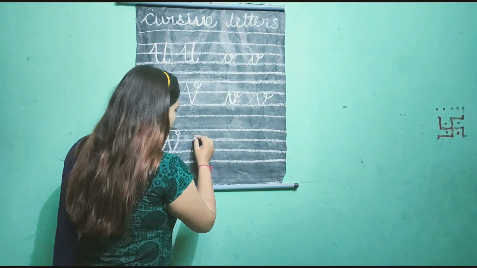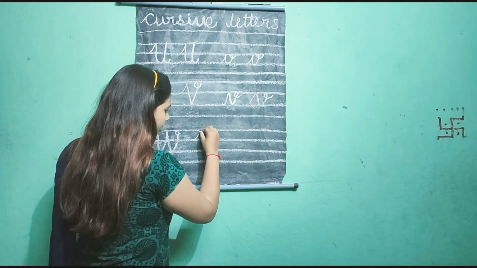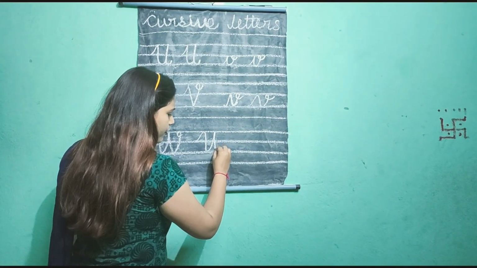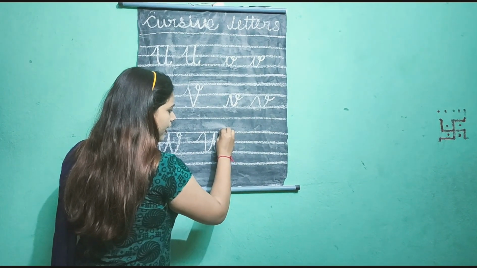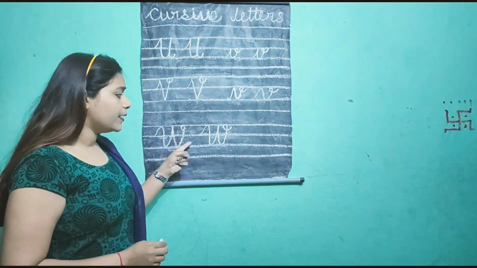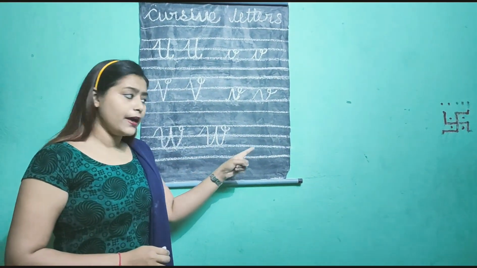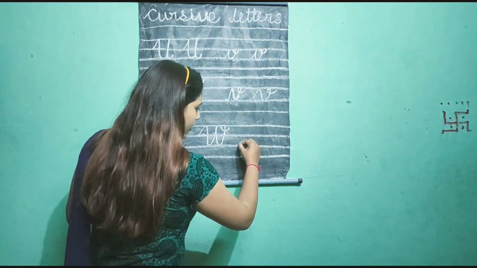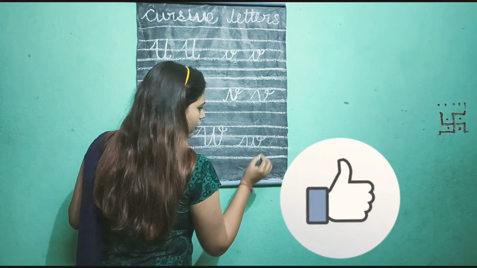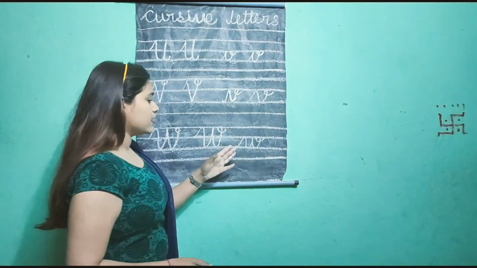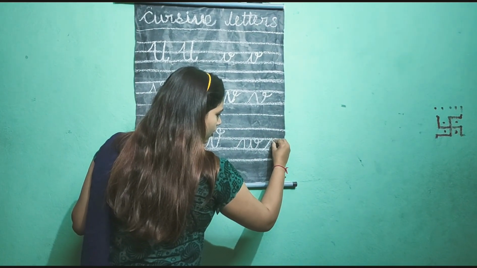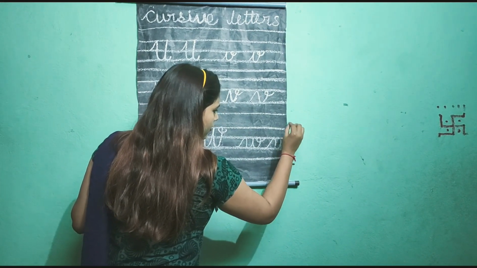Again, starting from the upper line, go to the middle line, again go to the upper line, again come to the middle line, again upper line, then a small curve like this. So this is capital W and small w will be in the middle line. Starting from the middle line, do like this, then a small curve like this. It is the small version of the capital one.